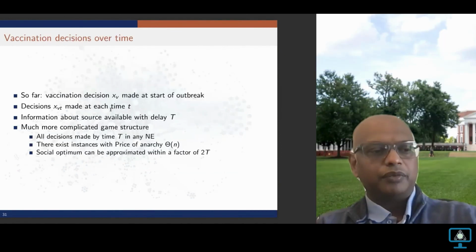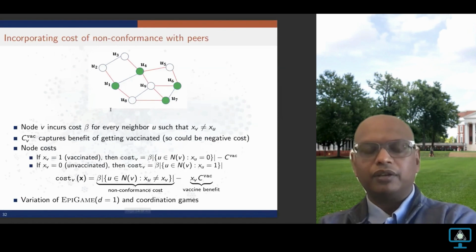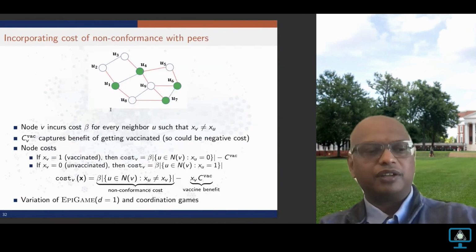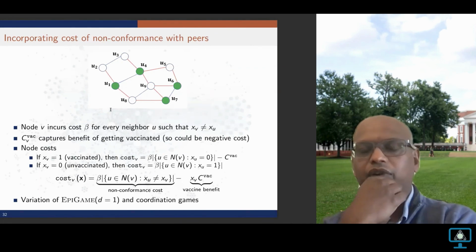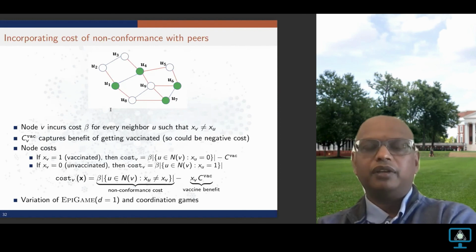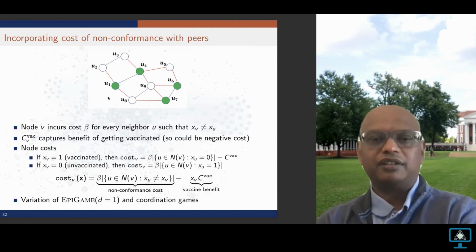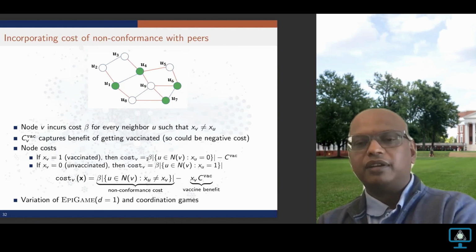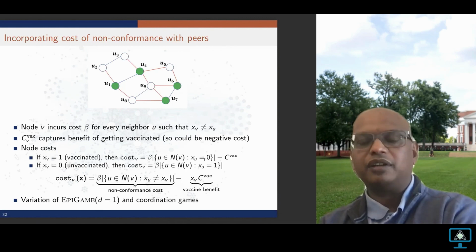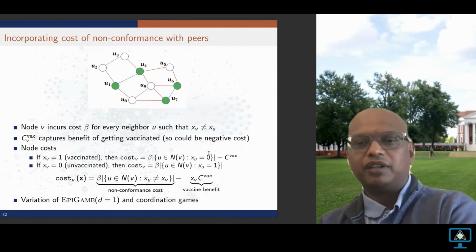So we have some very basic results when you look at decisions over time. I'll skip that. So maybe in the next 5 minutes or so, I'll talk about this other direction about the costs arising from not conforming to peers. So if a node is vaccinated, but its peers are not, then it incurs some cost. And I'll model this as, if a node is vaccinated, then it pays cost beta for every neighbor who has a different choice. And then it gets a benefit from vaccination.